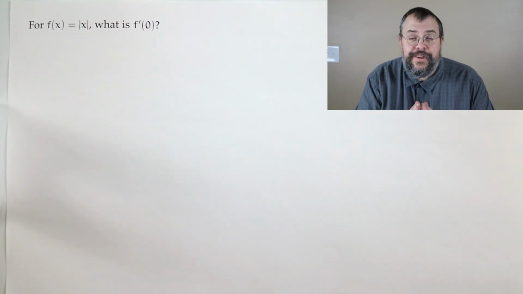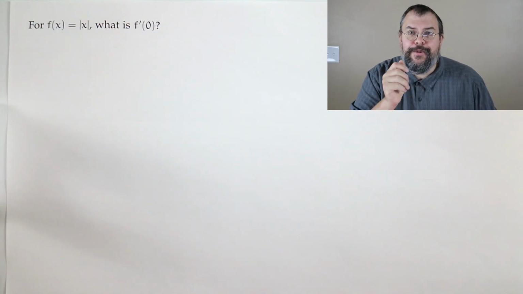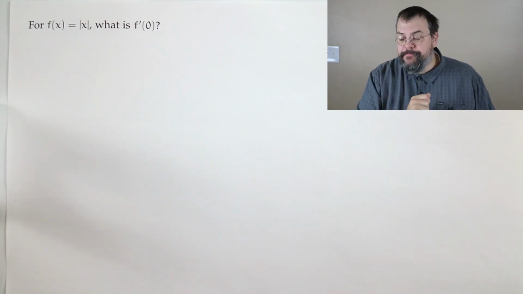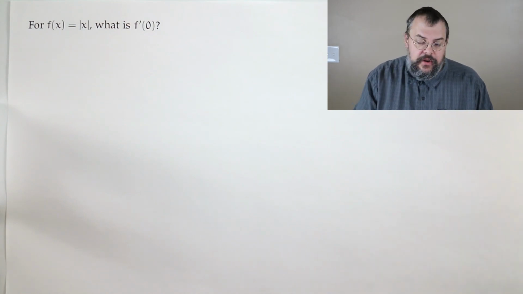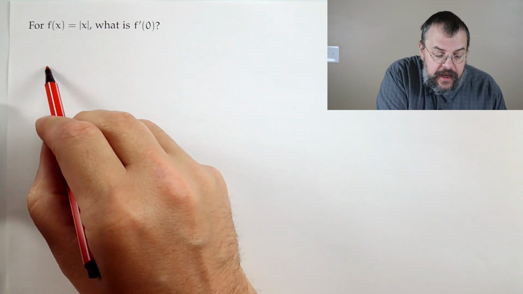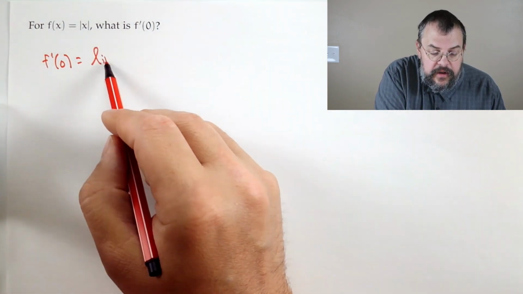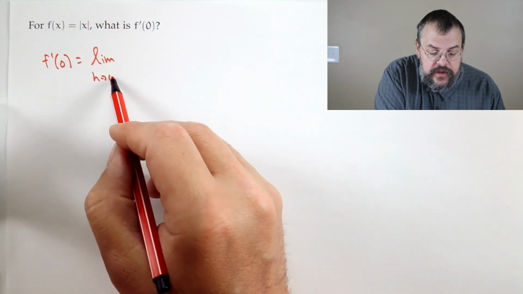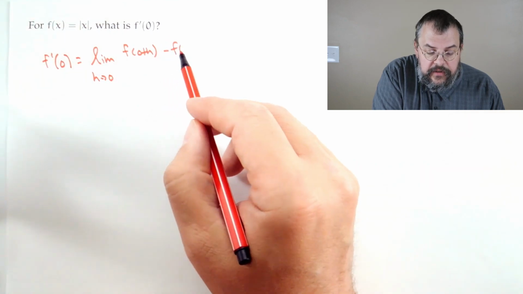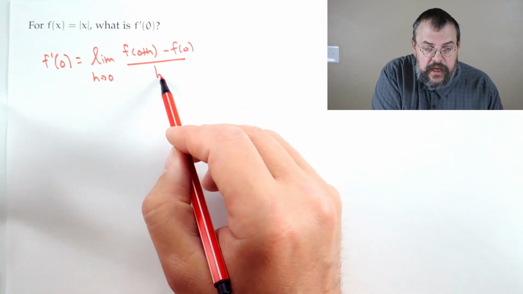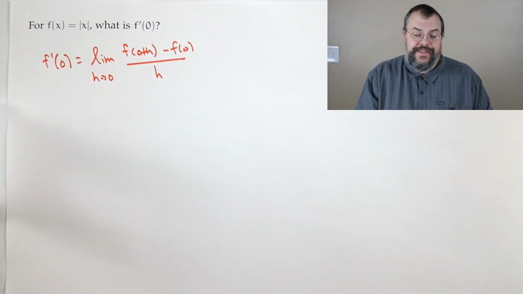Another question. Suppose our function is the absolute value of x. What is the derivative at 0? All right. Well, we've learned about the notation for derivatives. So we know that f prime of a, in our case f prime of 0, would be the limit as h goes to 0 of f of 0 plus h minus f of 0 all over h. That's just the definition. That is what f prime of 0 is.